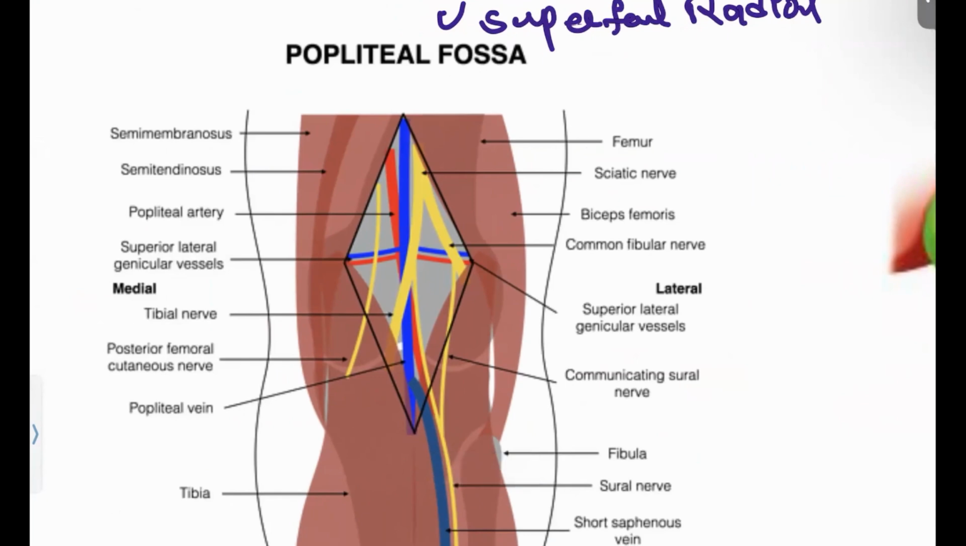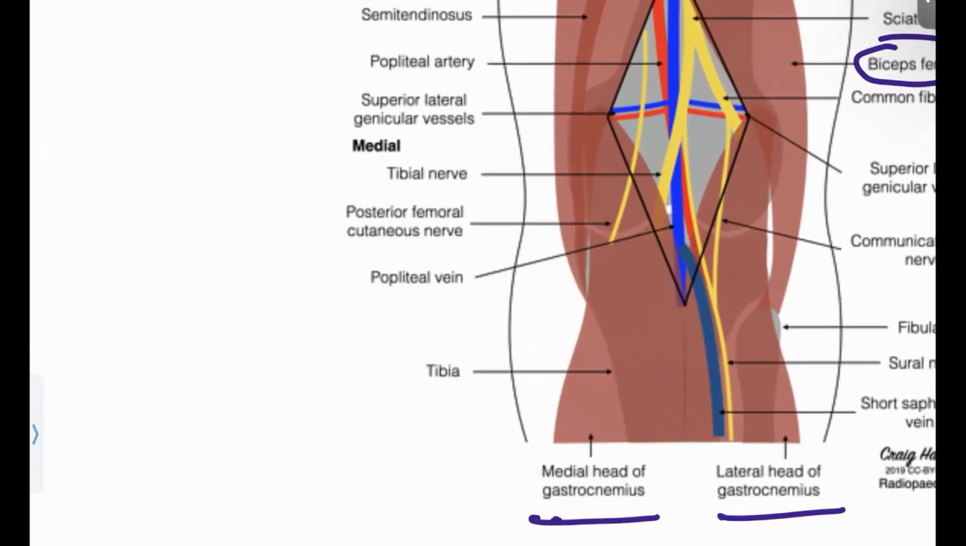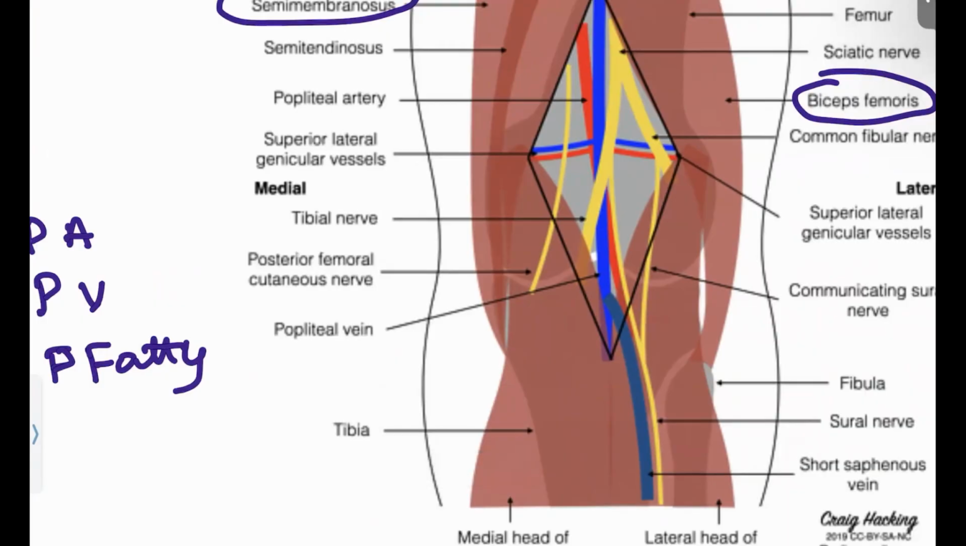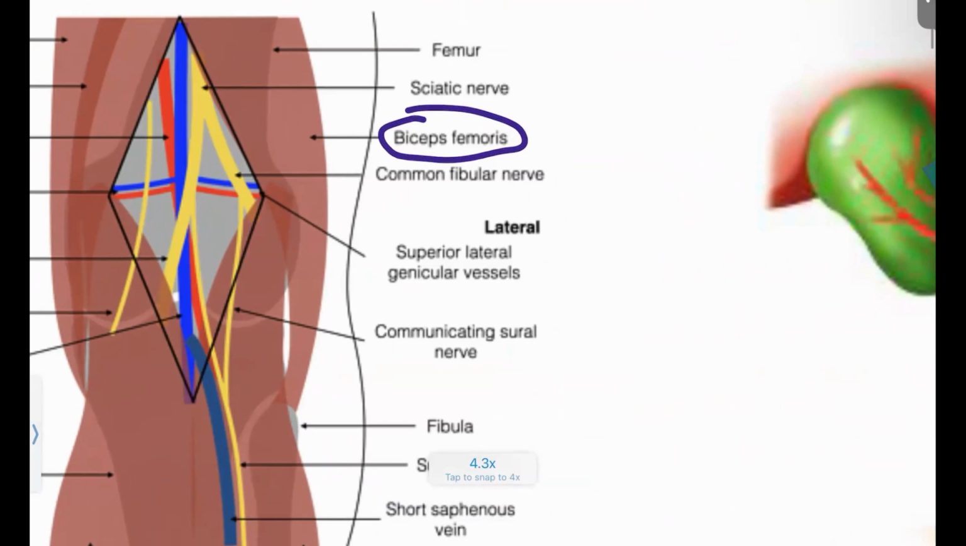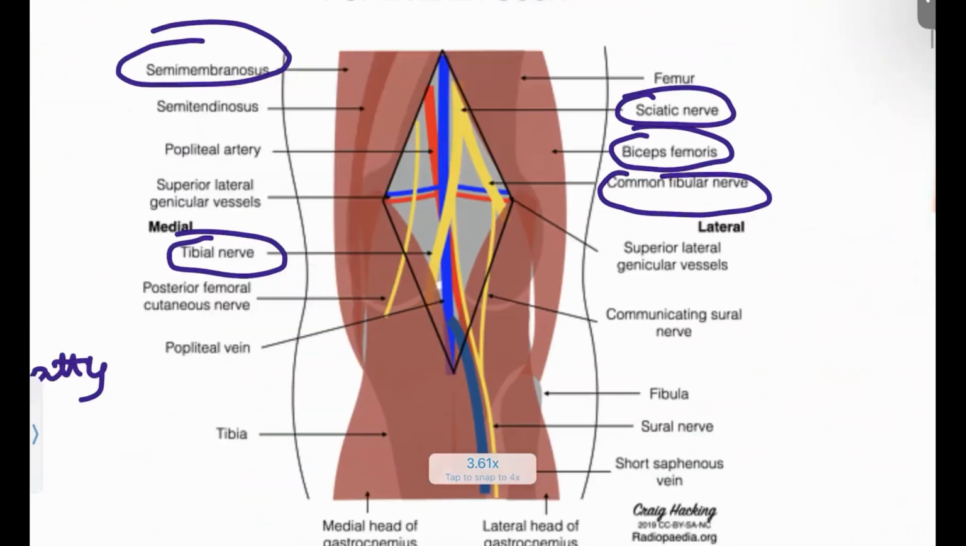On the medial side, you will see the semimembranosus, the muscle on the medial upper side. And on the lateral side, you have the biceps femoris. Remember these two boundaries. And what about the content? Popliteal artery, popliteal vein, and popliteal fatty tissue are present here. Along with that, there are specific nerves: the tibial nerve passes here, and also the common fibular nerve and the sciatic nerve. These are the nerves passing through the popliteal fossa.